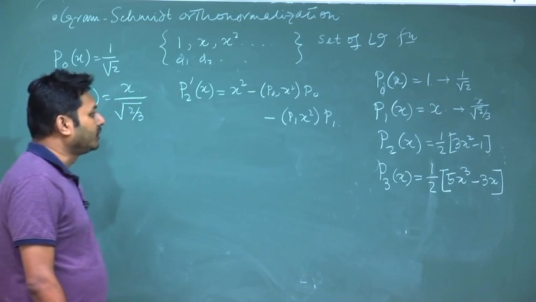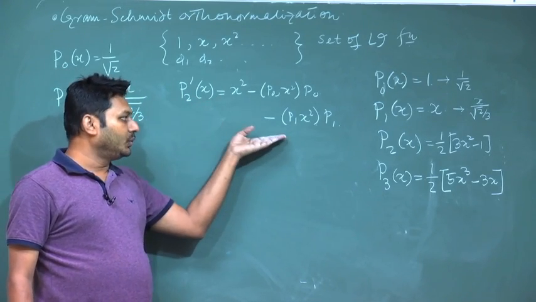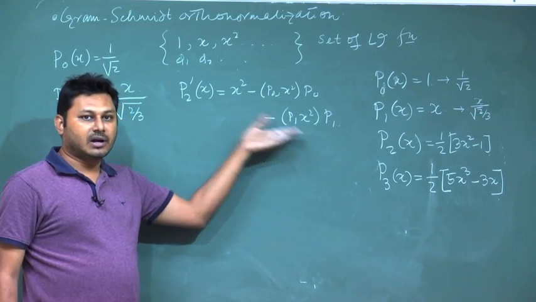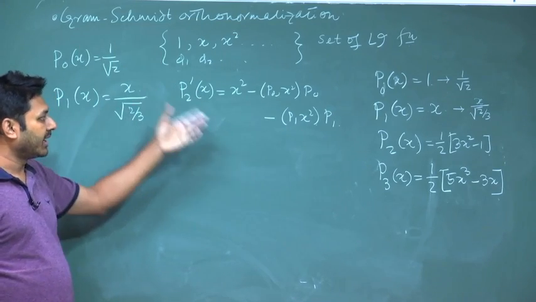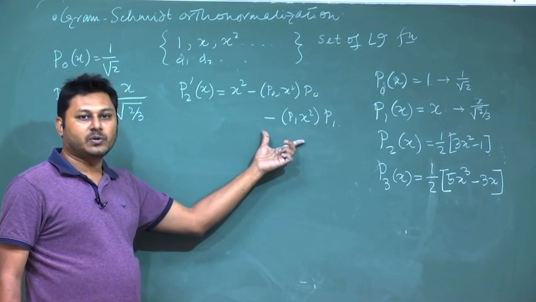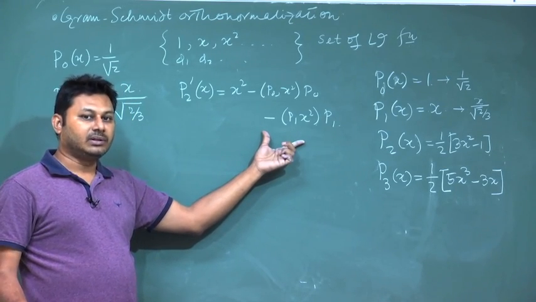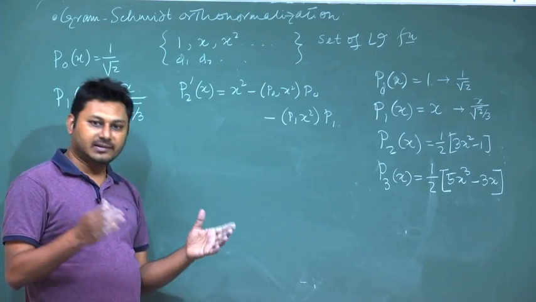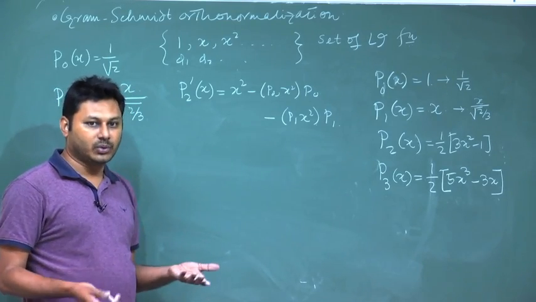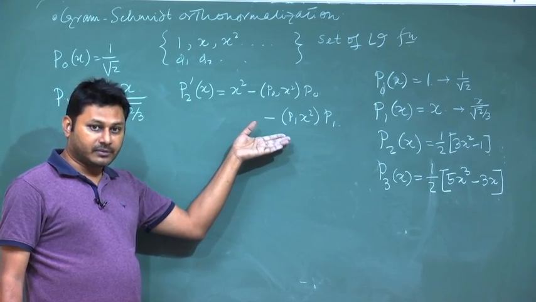I suggest you please go back to the lesson where the Gram-Schmidt orthonormalization process was described, and this is the procedure we are following, exactly the same procedure that is used in the vector space. When a linearly independent set of vectors is given to you, you calculate in a similar way how to find an orthonormal set of vectors out of that.